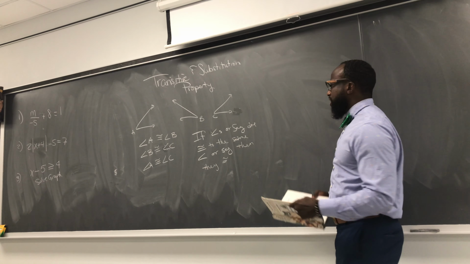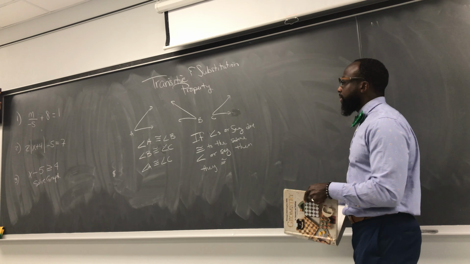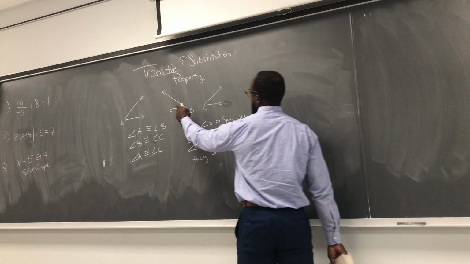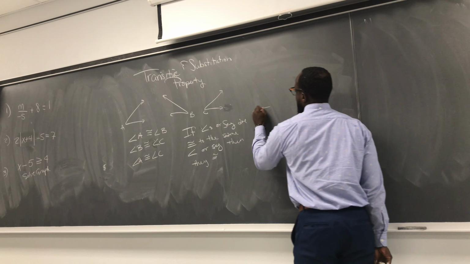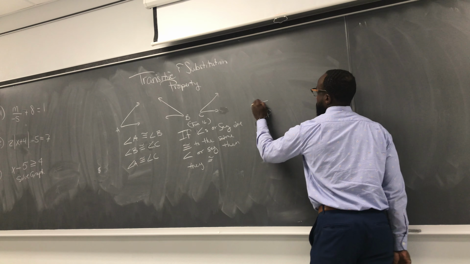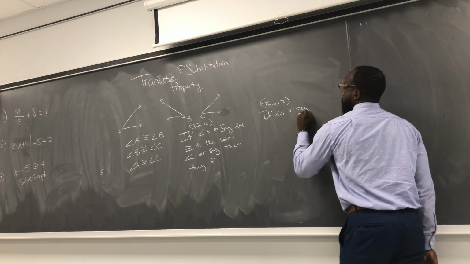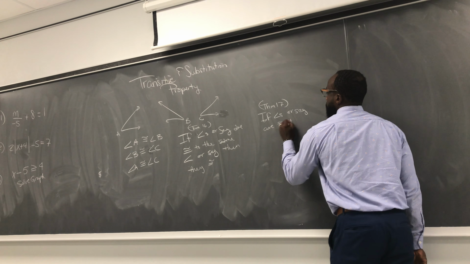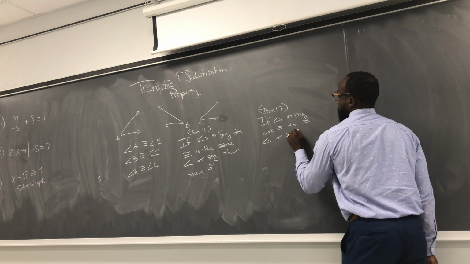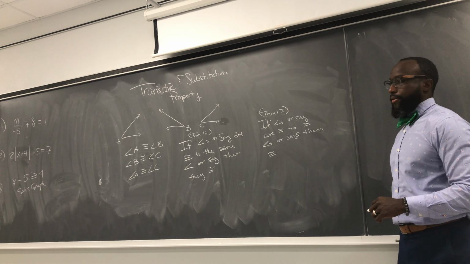All right, then theorem 17 says if angles or segments are congruent to congruent angles or segments, then they're congruent. It's pretty much the same, right? If they're congruent to the same one, they are congruent. This is theorem 16, and this is theorem 17, right? It says if angles or segments are congruent to congruent angles or segments, then they're congruent. Okay? That's what we're working with.